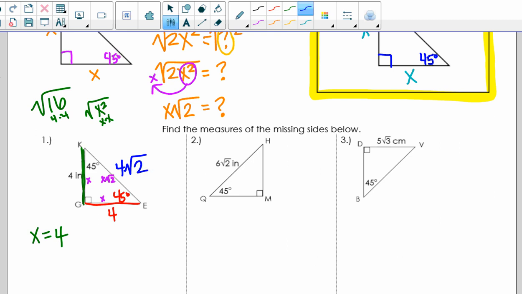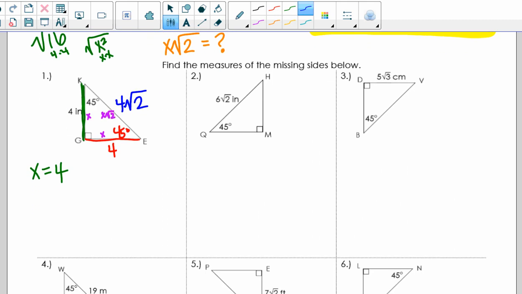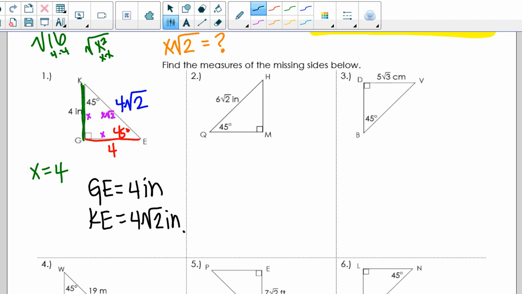All of these are going to stay exact. You will not do decimals for any special right triangles because you are using the relationship to keep your life easy. So GE is 4 inches and KE is 4 radical 2 inches. I know typically in the past I've had you do a decimal for that, but when it's a special right triangle, just leave it as is.